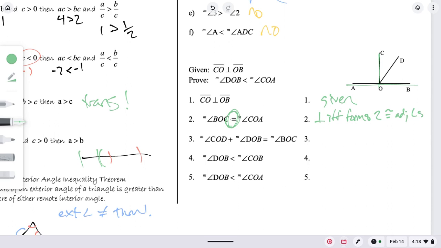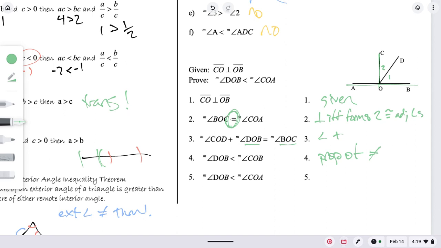COD plus DOB equals BOC. That's just saying that this angle 1 and this angle 2 add up to the big right angle. So that's definitely true because that's just an angle addition. Whereas when I say DOB is smaller than COB, when I say this is smaller than this, that's just a property of inequality, one of our new things, right? A part has to be smaller than the whole, right? If I add COD and DOB together to make BOC, then DOB has to be smaller than COB.